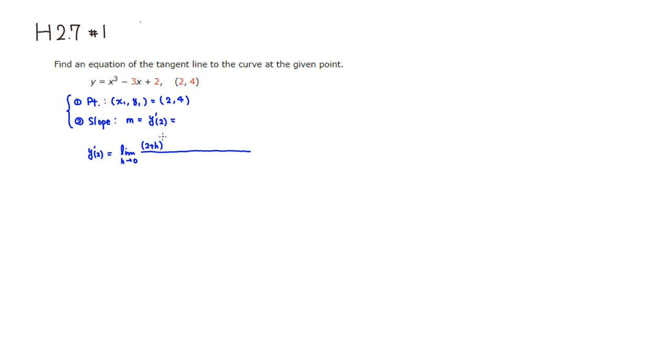So that's cubed, minus 3 times 2 plus h, and then plus 2. Then you want to subtract f of 2, or y of 2, I should say. If you plug in 2 here, 2 cubed would be 8, minus 3 times 2, 6, plus 2, and then we have all over h. Then we can cancel the positive 2 and minus 2 there. Let's multiply this out.